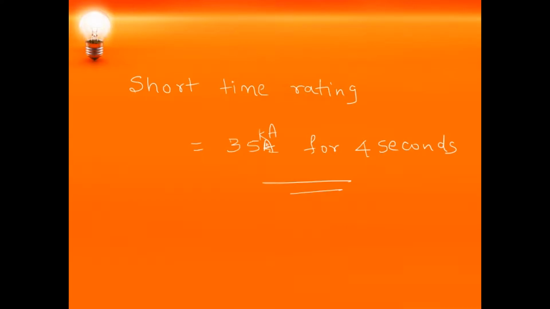So what is the short time rating? It will carry the symmetrical breaking current for 4 seconds. So this is the short time rating. Sorry, it is 35 kiloamps, not 35 amps. It is 35 kiloamps for 4 seconds. So we have to specify the duration for which the circuit breaker will carry the current.